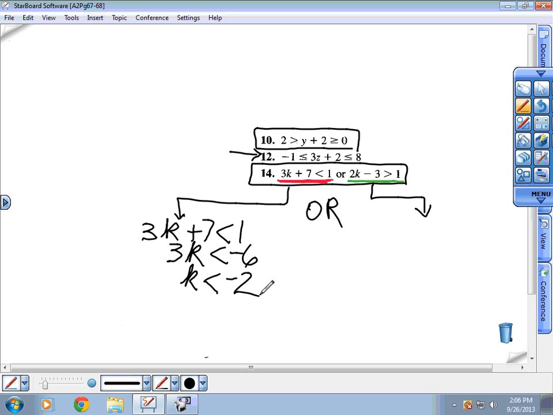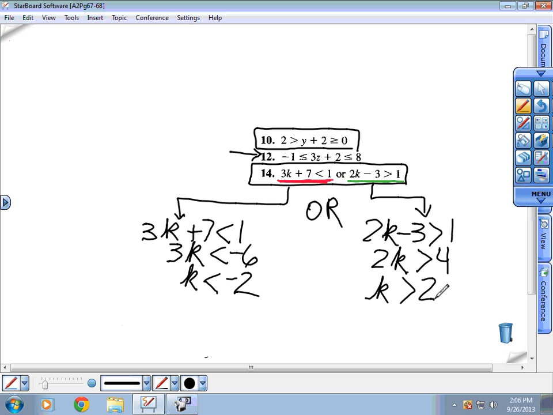And now when I come over to this side, I write this equation, the green equation, over here: 2k minus 3 is greater than 1. Solving this, add 3 to both sides. I haven't done anything that makes me switch that sign, because remember, it's only multiplying or dividing by a negative number. I'm going to divide by a positive 2, which still gives me k greater than 2.